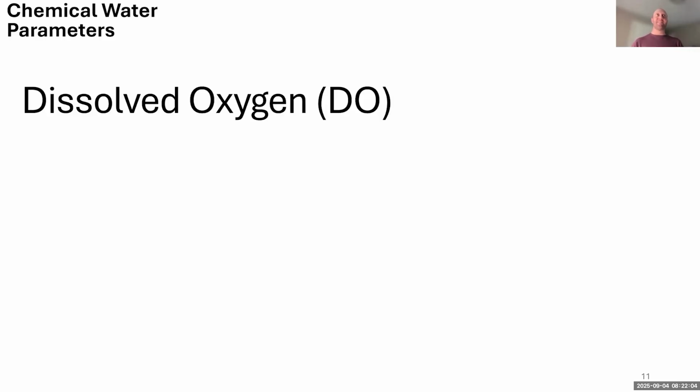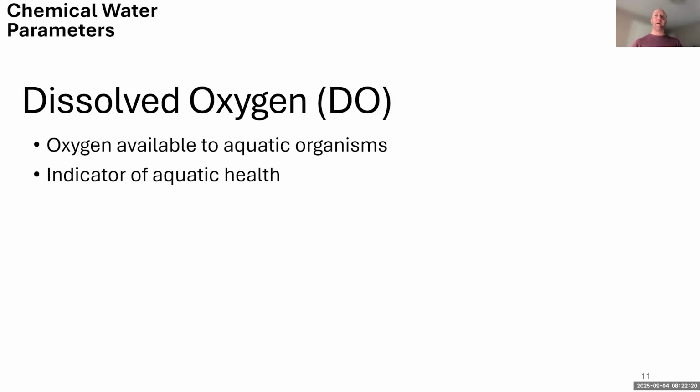Okay, the next one we'll talk about is dissolved oxygen. So this is a pretty straightforward concept because it says it right in the title. It's the amount of oxygen that is dissolved in water, and it is oxygen that is available to aquatic organisms. And of course, a lot of aquatic organisms need oxygen just like we need oxygen. And so measuring the dissolved oxygen can be an indicator of aquatic health.